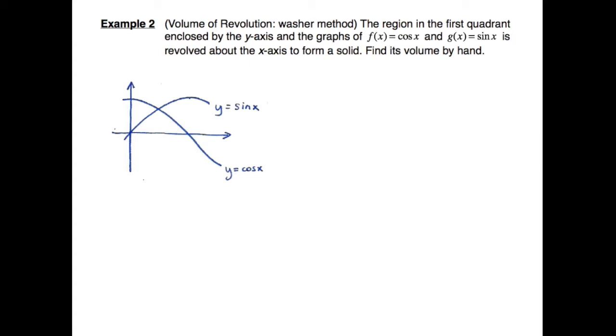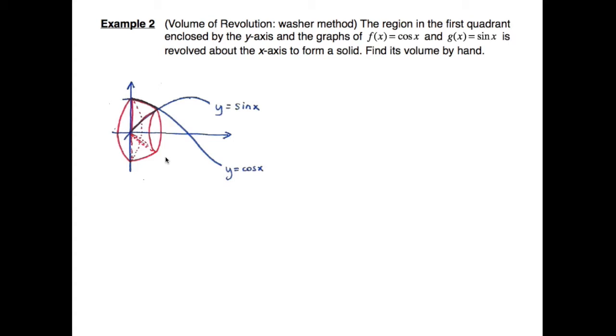Here are the two graphs, y equals sine x, y equals cosine x. The region that is defined in this exercise is in the first quadrant, and it's enclosed by three things: the y-axis, this graph, and this graph. So we are talking about that region here in red. If we revolve this region about the x-axis, we get a volume that kind of looks like that. So it rotated, and here there's kind of a hole. It's like a cone that has been removed from the volume.